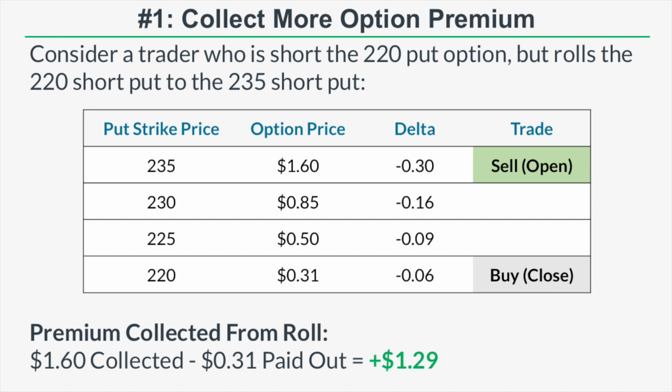Now that means that the $1.29 of extra premium we just collected will extend our upper break-even price on the short strangle position by $1.29, and that also means that our maximum profit potential increases by $129 per short strangle. Now, what happens to the delta of our strangle position when we make this roll?